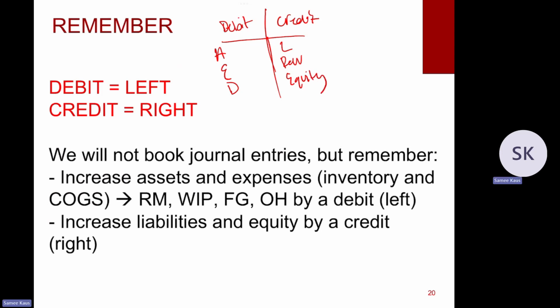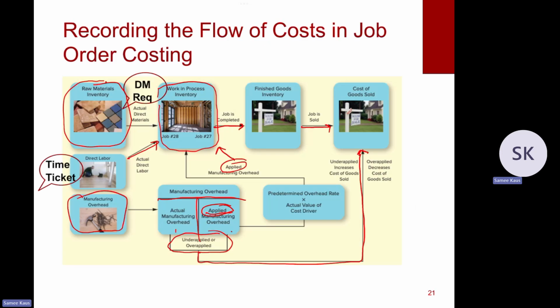So if we come back over here and we think about this, well, what are my raw materials, my work in process, and my finished goods? Those are all inventory items. Those are all assets. So we increase these balances with debits, okay? How do I increase my cost of goods sold? With a debit, all right? So just keep that in mind as we go through this process.